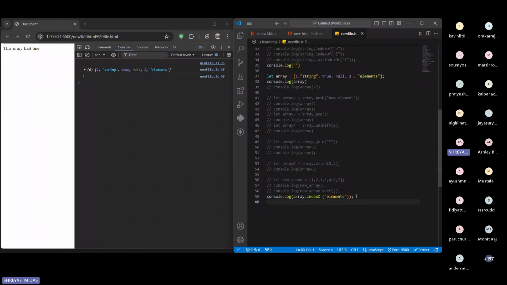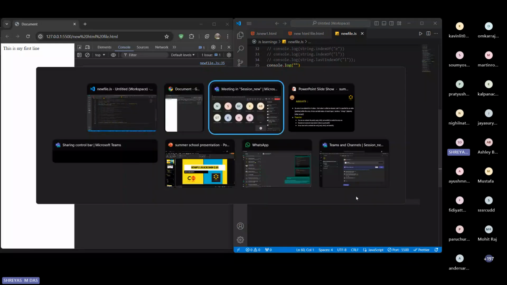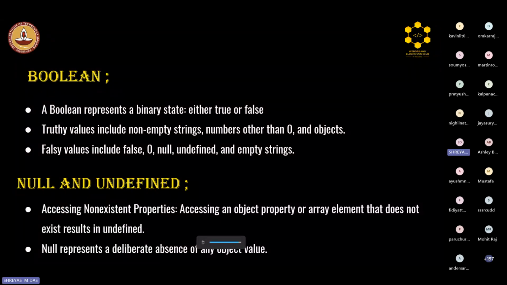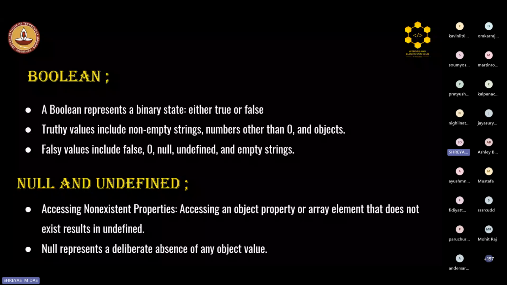We have discussed the use of sort, join, slice, and index of. And arrays can be used in many different ways when creating programs, and there are some other functions where you'll be using this. The next topic we will go for is boolean, null and undefined. Boolean means a binary state, it will be either true or false. Truthy values include, generally in strings also, you can get the string in a boolean way.